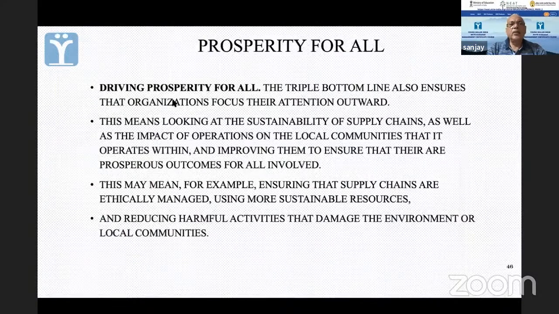Ultimately, the best part is that this drives prosperity for all. You are not trying to take and not give back anything. The moment you begin to think of planet and people apart from profits, there is a thought for others also. It focuses your attention outward, away from your company itself. The goal ultimately is that if we have a society which is prosperous and an environment that is clean, then it is good for business.